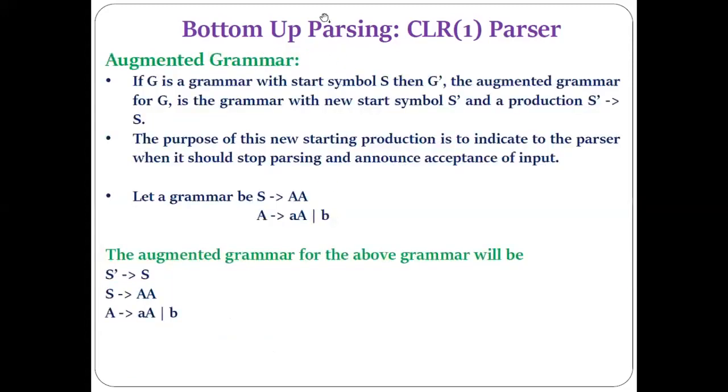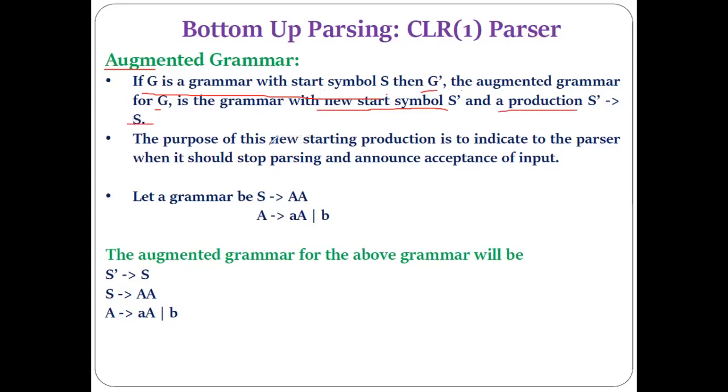Now, the same kind of terms we require in order to do the CLR parsing also. We require the augmented grammar. So what is the augmented grammar? That also last time we have seen. If there is a grammar G with the starting symbol S, then G dash is considered the augmented grammar for the original grammar G. This augmented grammar G dash is nothing but the grammar with a new starting symbol S dash, and the production S dash derives the starting symbol S.